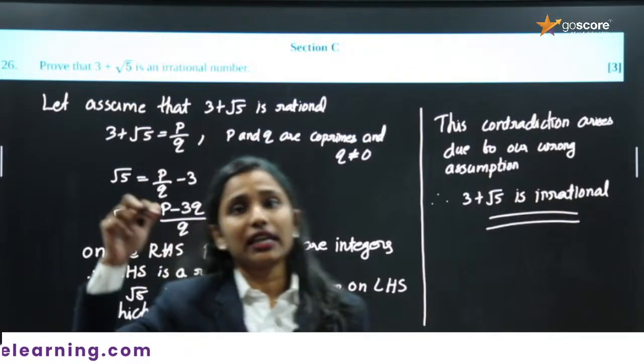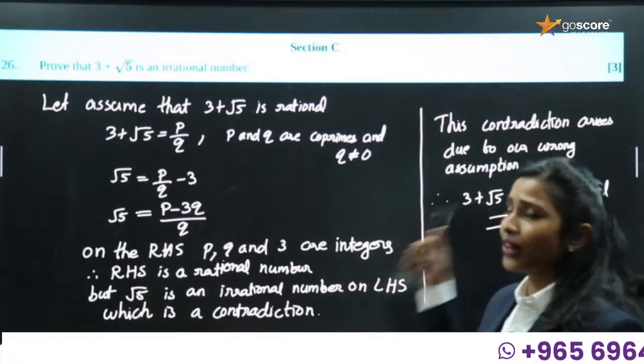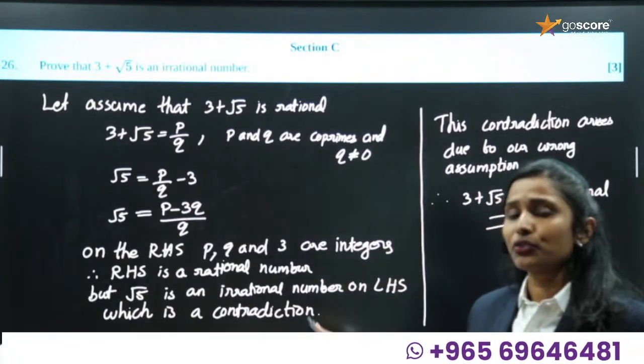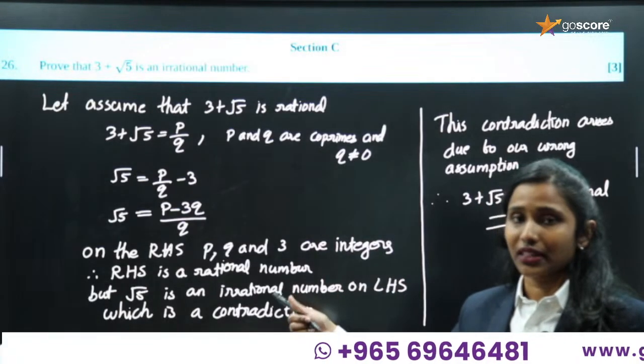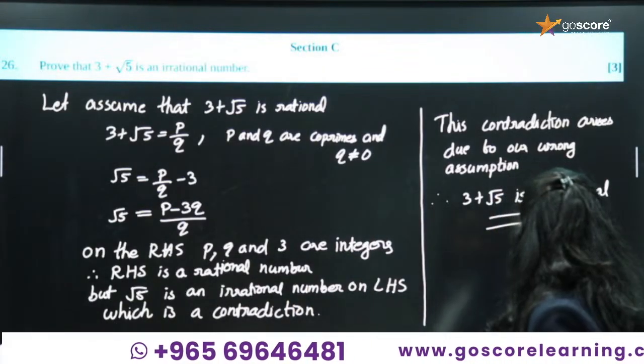And remember, if this question, that the number 3 plus root 5 is irrational, is asked for a 5 mark question, then you need to prove root 5 is irrational first. Then you can prove this one. Okay, clear? Now the next question.